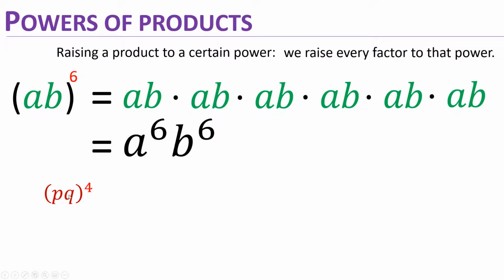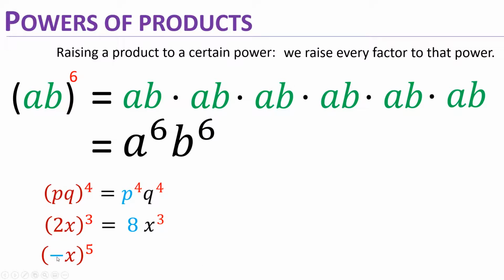For example, pq raised to the power of 4. This is a product that consists of two factors, p and q, and we raise both of them to the exponent. So p to the power of 4 times q to the power of 4. The product can contain a number, the idea is the same, so the product here is 2 times x, and we raise both of them to the same power. We get 2 cubed times x cubed. However, 2 cubed is not the most simplified version of this number. After all, we can calculate it. 2 cubed is 2 times 2 times 2 is 8. So this formula simplifies to 8x cubed.